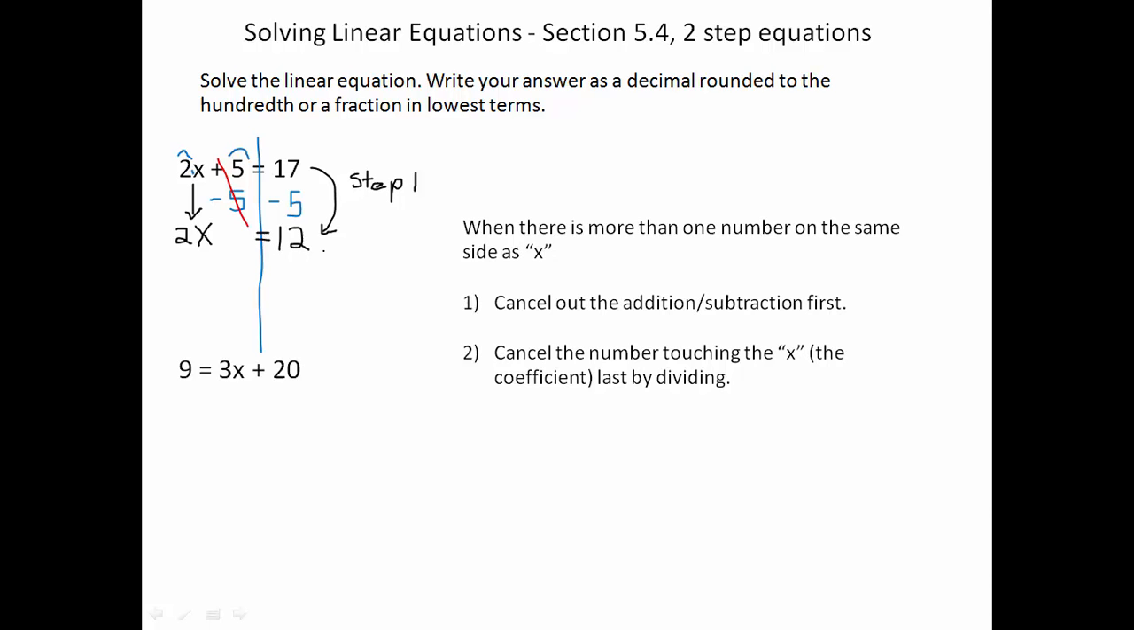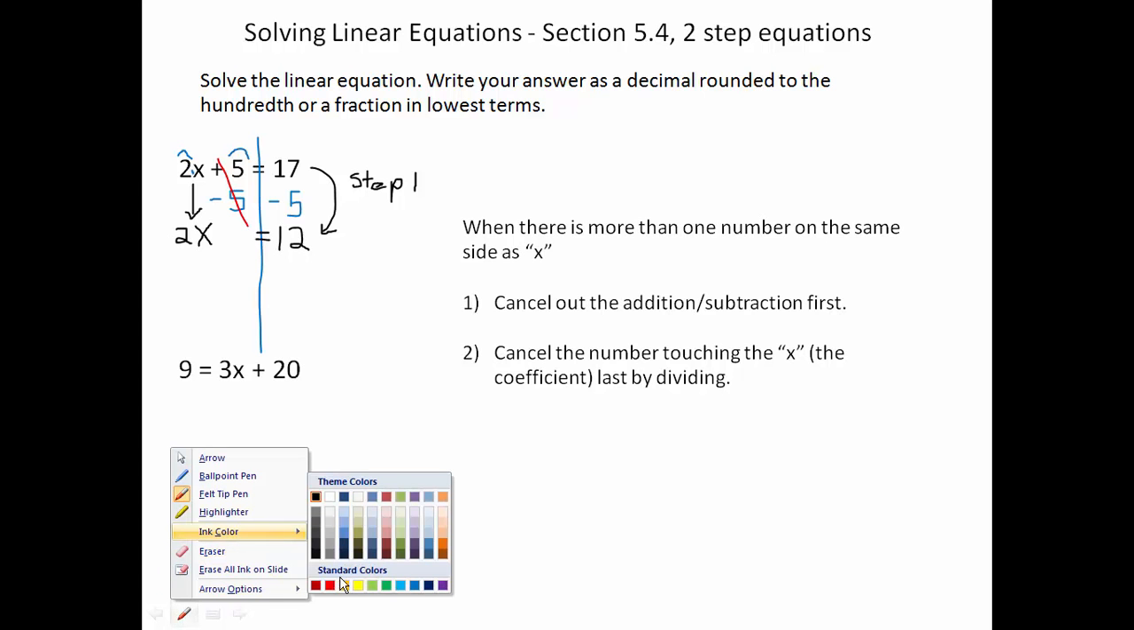So if you just look at it one step at a time, the equations aren't all that difficult to deal with. They're just like the ones that you did in the previous section. They're not any harder. It's just two questions back to back. So when I look at this, it says 2x equals 12, and I'll do that second part. I'm going to cancel out the number touching x by dividing. Well, that's what we did in the previous section, so it's not any different from what you've already done.